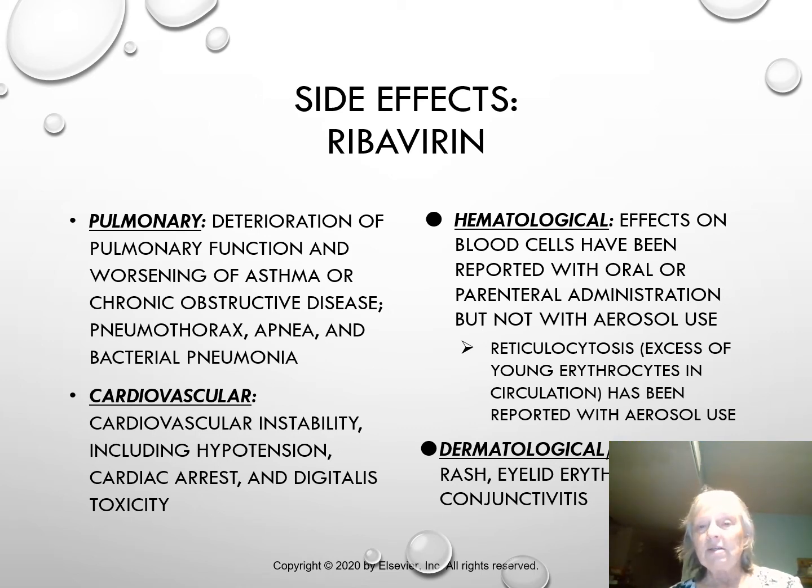Hematologically, it affects the blood cells with either oral or parenteral administration, but not with the aerosol, which is really, really good. Reticulocytes, these are immature red blood cells that have been released into circulation. There's about 1 to 1.5% of those floating around at any given time. And then dermatologically, rash, eyelid erythema, and conjunctivitis are some of the things that you may see.